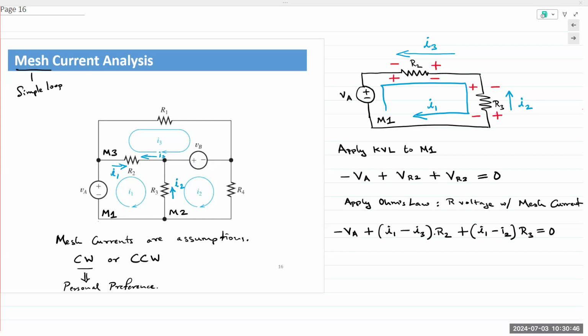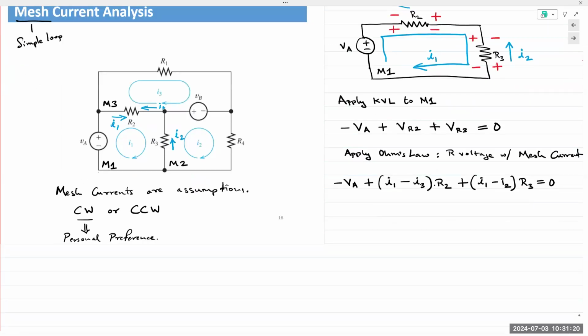And when we get to the second mesh and the third mesh and we write our KVL expressions, those equations will balance out. Okay. Right now we have I1 minus I3 for R2 and I1 minus I2 for R3. If there are no more questions, I'm going to go ahead and apply KVL to mesh 2. Any questions? Okay. All right, let me draw out mesh 2.